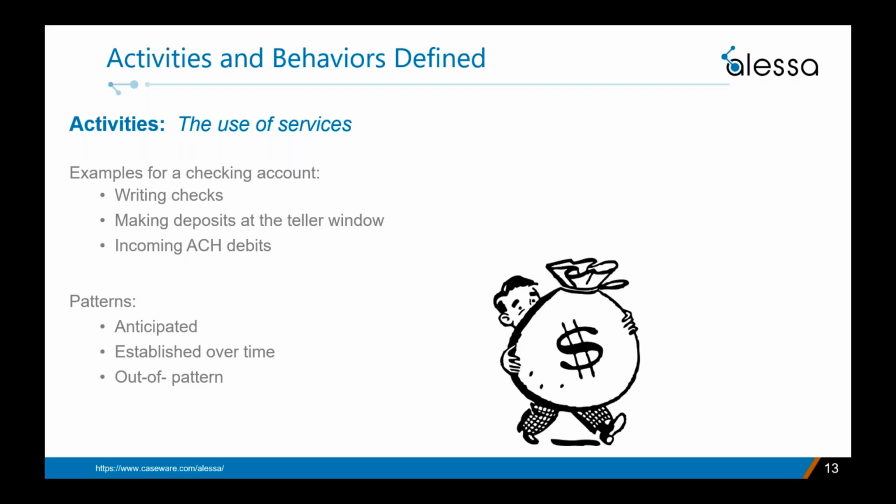It might vary from this pattern at different times of the year, especially for business accounts, but over time, there should be some consistency. And it's the deviations from that pattern that the bank needs to investigate further.